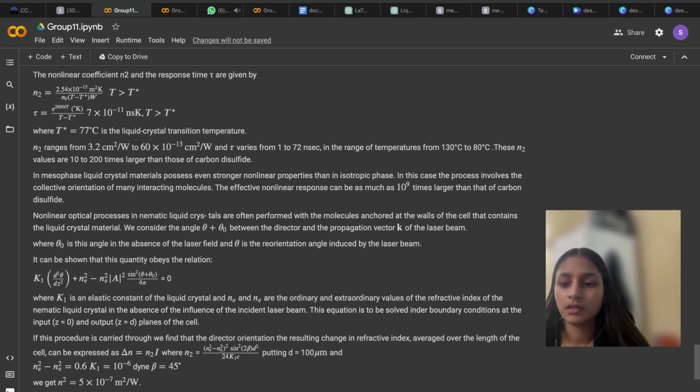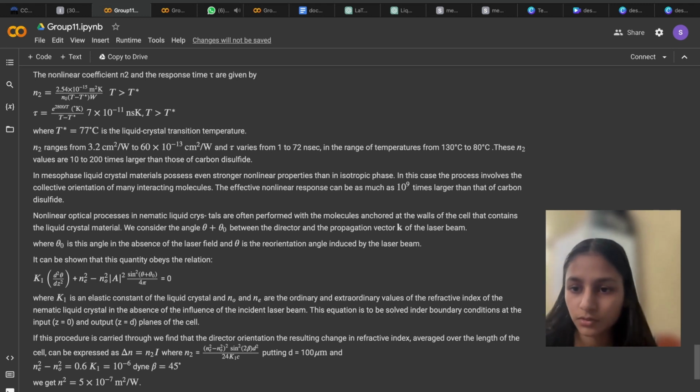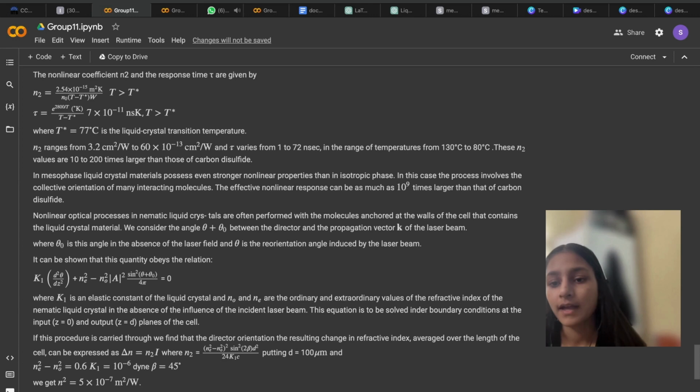Now, understanding the analytic equations of liquid crystals. So let's break down this equation. This K1 signifies the elastic constant of the liquid crystal, capturing how it responds to the changes in orientation. And this n_o and n_e represent the ordinary and extraordinary refractive indices of the nematic liquid crystal when it's not influenced by an incident laser beam.